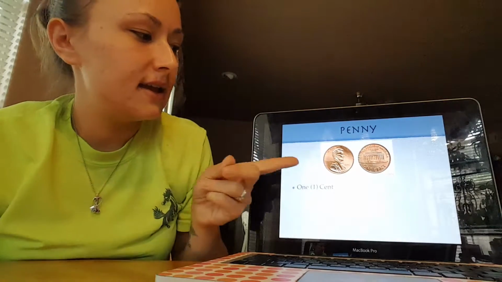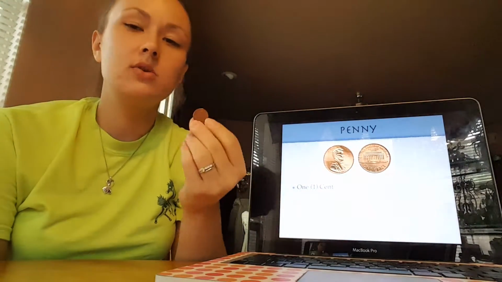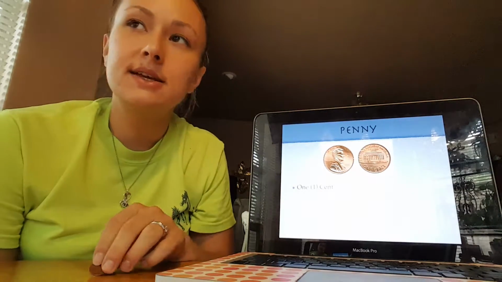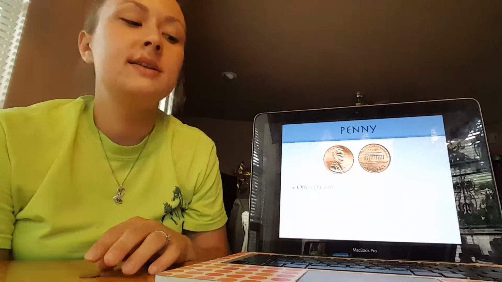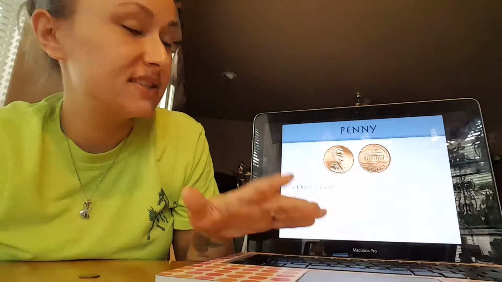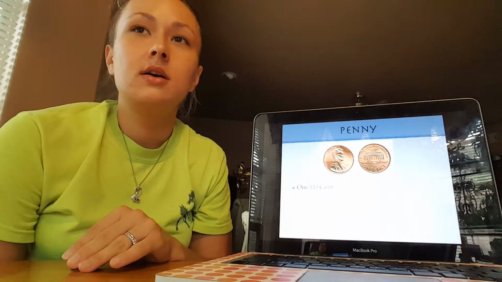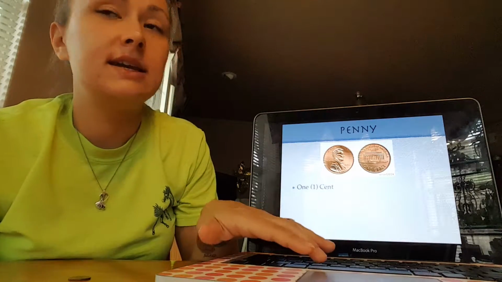All right, does anyone remember what this is? It's a small coin made out of copper. Yes, it's a penny. Very good. And how much is it worth? 1 cent. Correct. Does anyone remember how many pennies it would take to equal a dollar? Almost, George. It's 100 pennies to get $1.